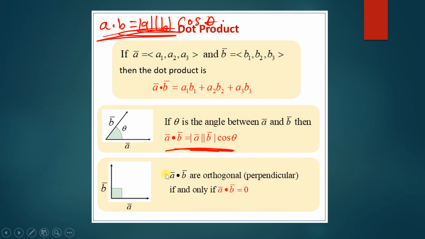This is the reason why the dot product of two vectors which are perpendicular to each other is equal to 0, because we know that cos 90 gives us what? 0.